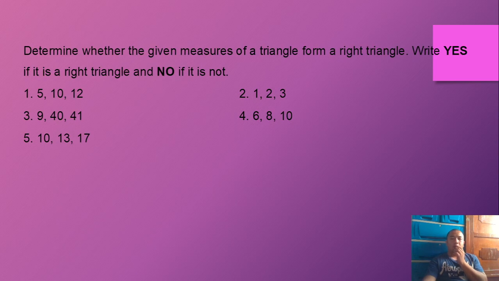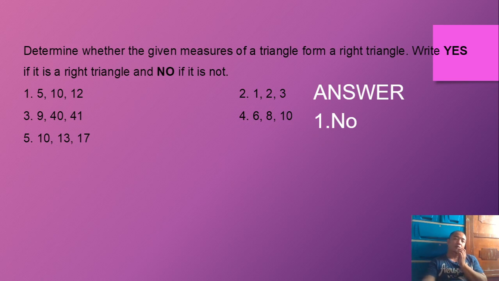Now determine whether the given measures of a triangle form a right triangle. Answer yes if it's a right triangle, and no if it's not. Use the Pythagorean Theorem to determine if these sides are the sides of a right triangle. Substitute. C is always the longest side. So, for example, 5 squared plus 10 squared versus 12 squared, which is 144. 25 plus 100 is 125, and that is not 144. So number 1 is no.